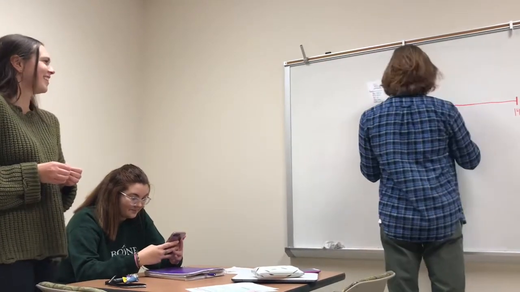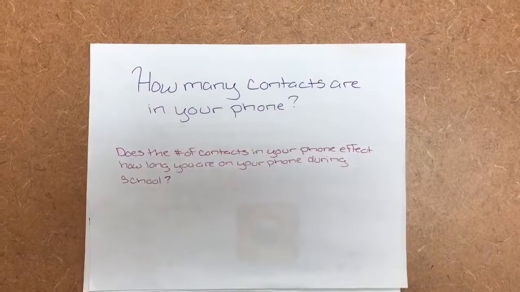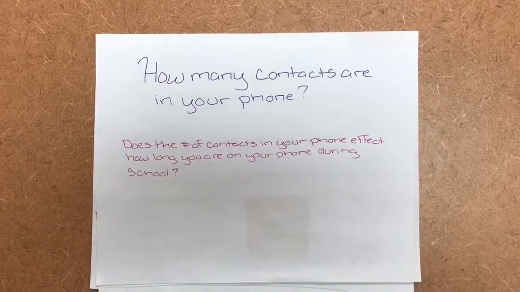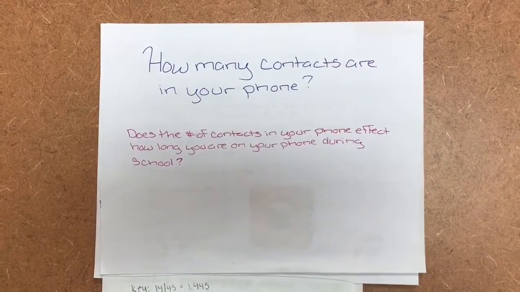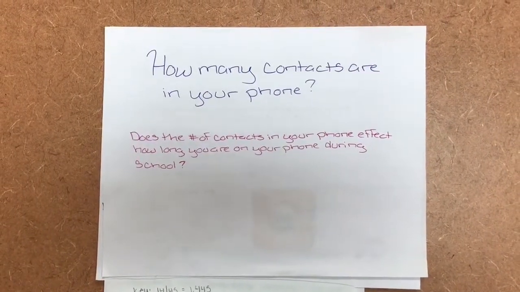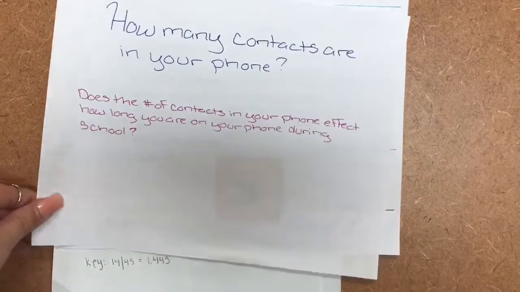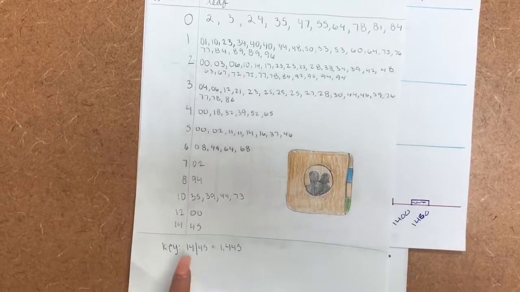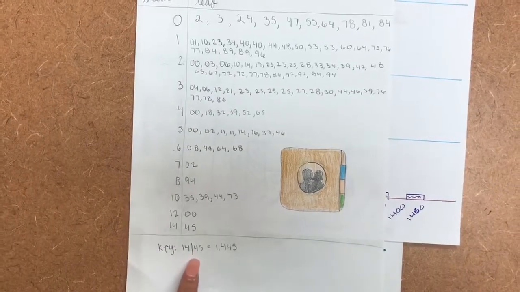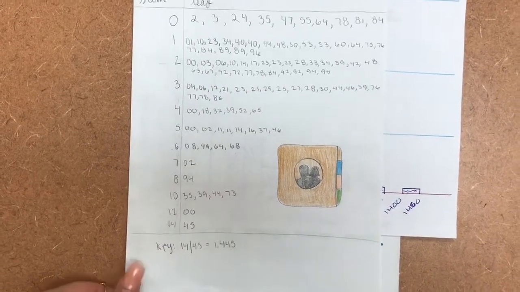98.3. Good job. In a voluntary response, we asked 100 Panther Creek seniors how many contacts are in their phone to figure out the correlation between the amount of time they're on their phone versus how they do in school. Here's our data represented by a stem and leaf plot, and our key is at the bottom showing that the line 14 | 45 is actually 1445.